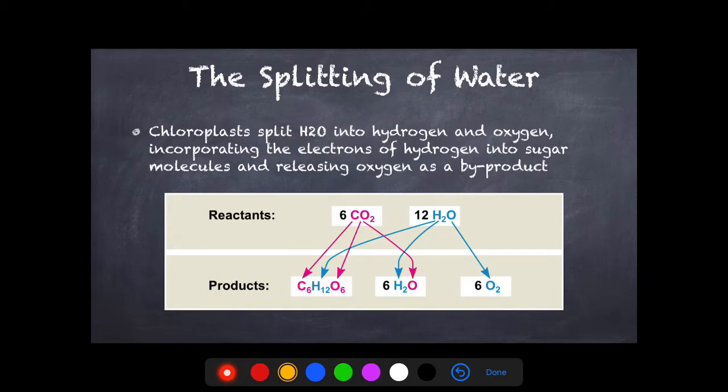Moving on to talk about the splitting of water. Chloroplasts split water into hydrogen and oxygen, and they take the electrons through the hydrogen and use that to make sugar molecules, and then they release oxygen as a byproduct, which we need. So this equation is really looking at how we break up carbon dioxide that we breathe out and water molecules that plants need from the soil to get sugar, water, and oxygen.